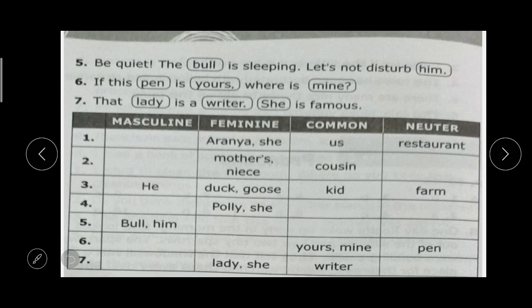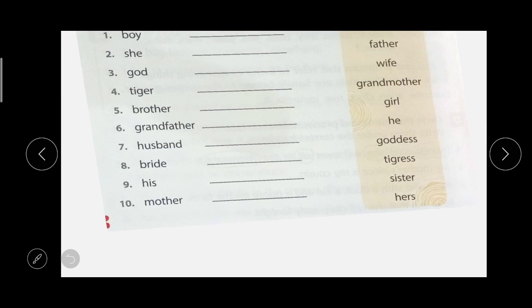Number 4, it has 2 feminine genders, Polly and she. Number 5, it has 2 masculine, bull and him. Number 6, it has 2 common, yours and mine, and 1 neuter, that is pen. And number 7, 2 feminine, lady and she, and a common, that is writer. So students, now let's proceed to the next exercise.